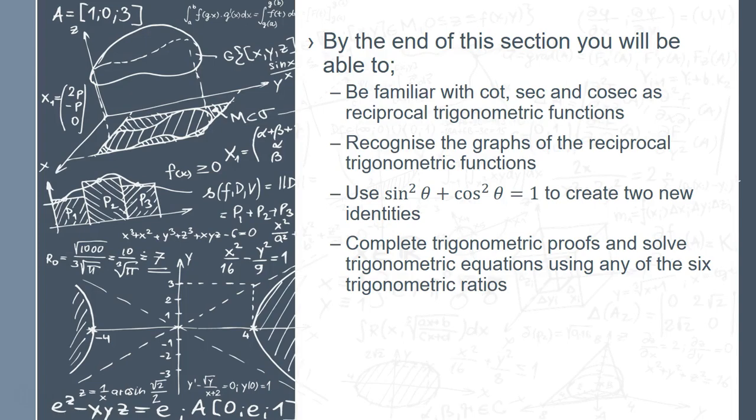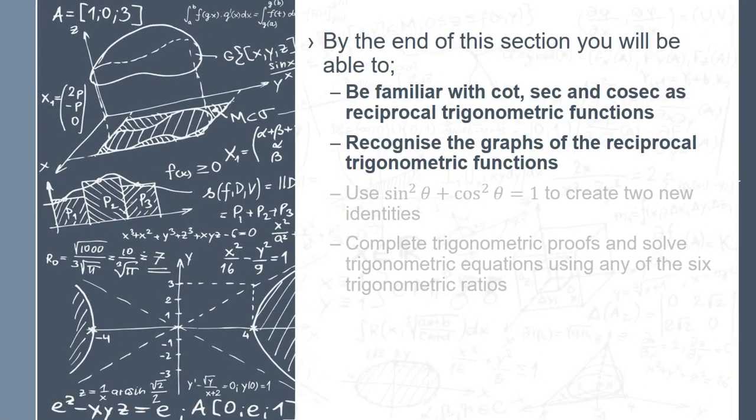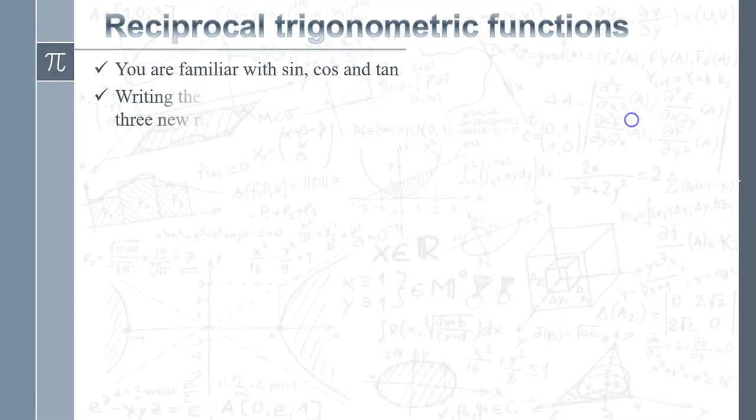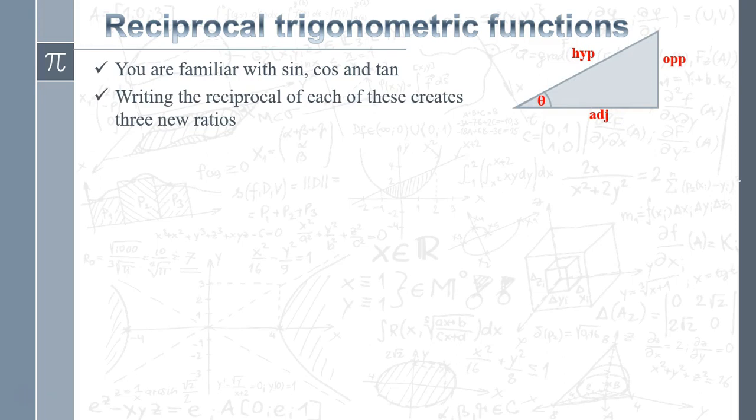You're comfortable with sine, cos, tan, you've got three more, and as you can see them on the slide there, you have got cot, sec and cosec to be able to deal with. And also we'll have a look at how their graphs work as well. So here we go. Reciprocal trig functions. There's your sine, cos, tan, and coming from the right angle triangle, opposite, adjacent, hypotenuse.